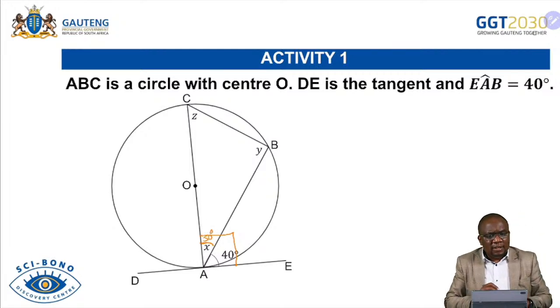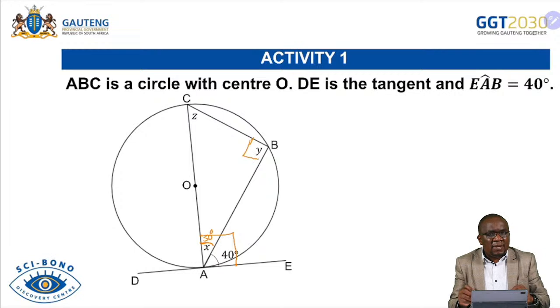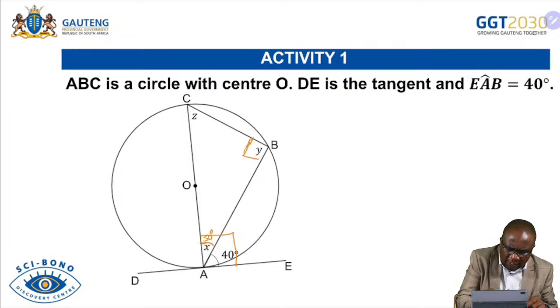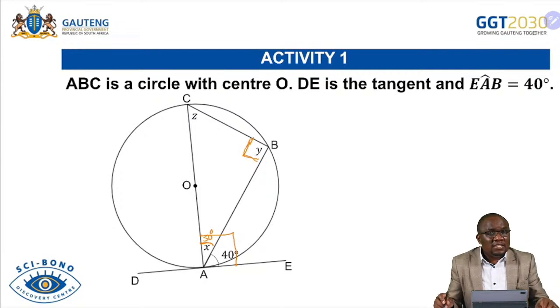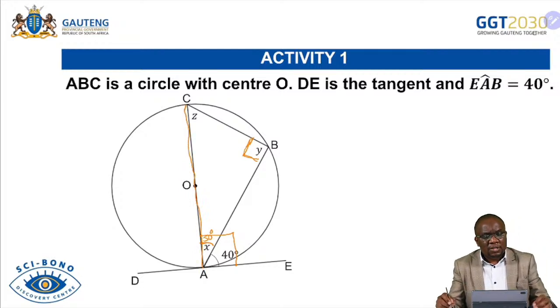I can say Y is 90 degrees. Angle in the semicircle, angle subtended by the diameter. Sorry for that. Do you see AC is the diameter? The diameter subtends a 90-degree angle. So now Y is 90 degrees.